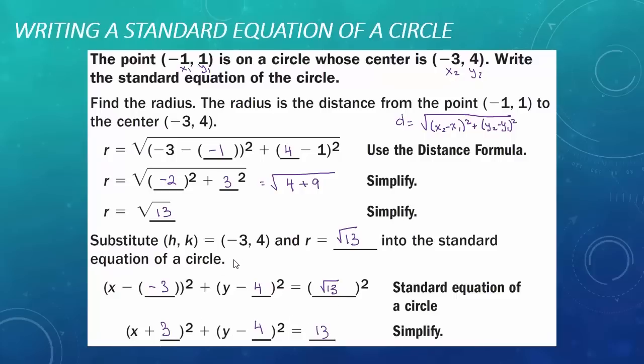Another thing you could have done, instead of doing this x minus the negative 3 squared plus the y minus the 4 squared, you could have looked at your center and said, in order to move negative 3 back to the origin, I have to add 3 to it, so it would be x plus 3, the quantity squared, and in order to move the 4 back to the origin, I would have to subtract 4, so it would be y minus 4, the quantity squared, and then just the square root of 13 squared, which gives you 13.